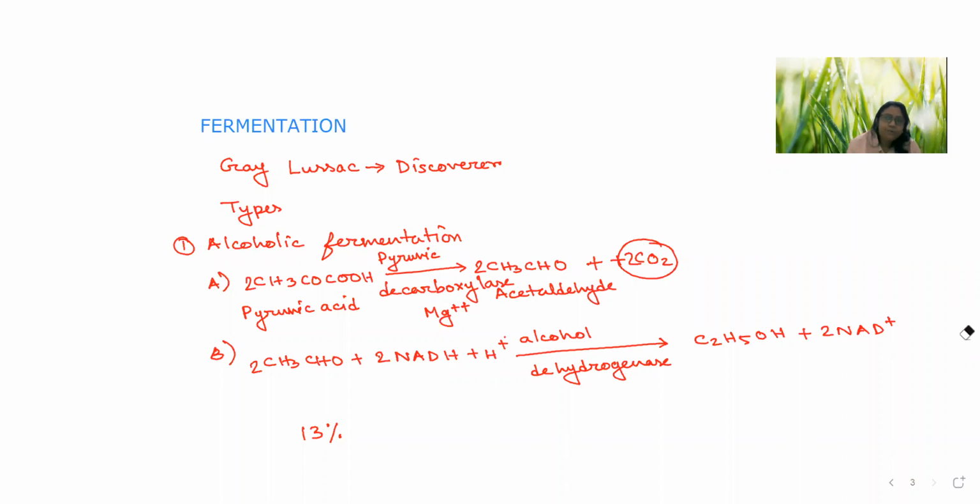If I want to prepare 100% alcohol from it, I need to go for the distillation process. Do you know what distillation is? I need to concentrate it. I need to remove water to get 100% alcohol. We can never get 100% or more than 13% alcohol by the fermentation method, which is a natural method.